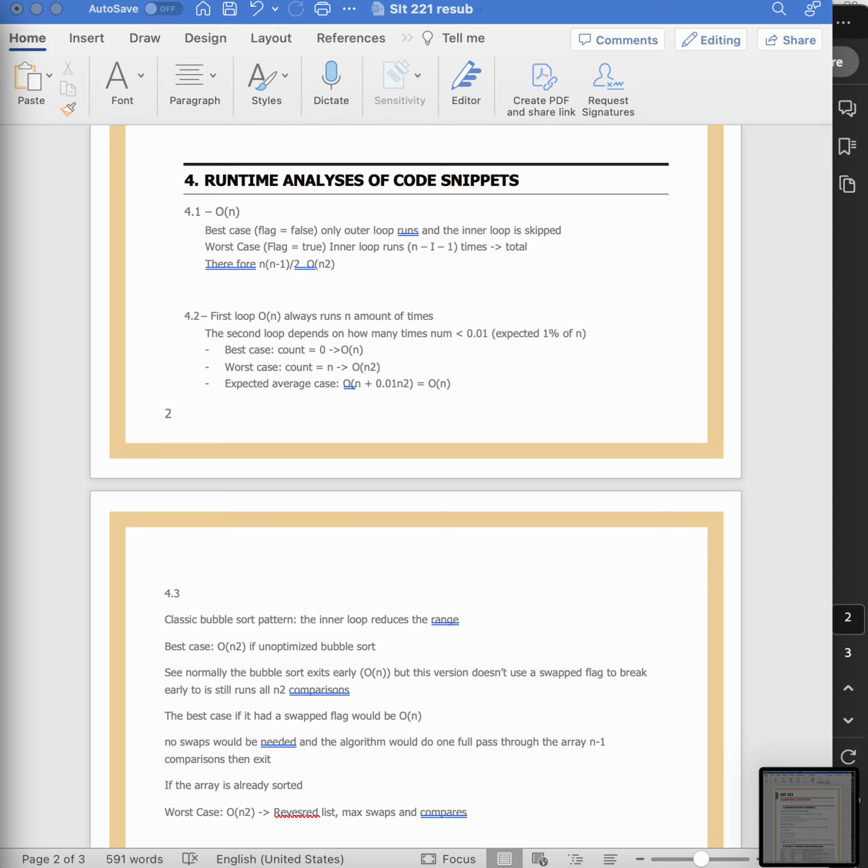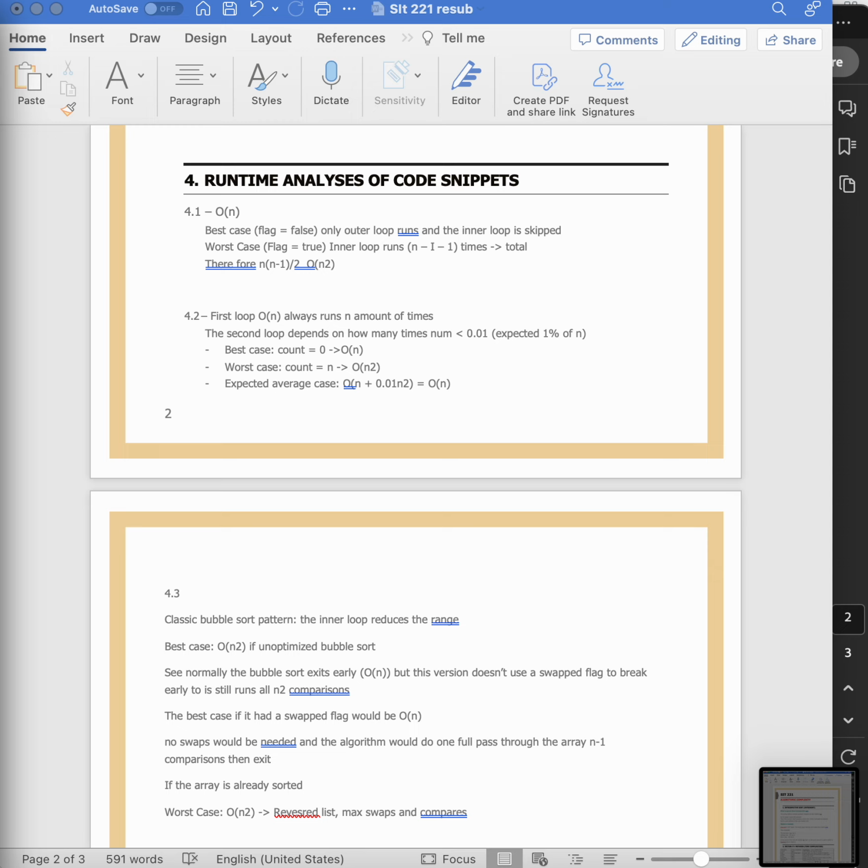This is hard because it's so much talking about big O and everything. I hope it's not confusing. Anyway, so the second one, the first loop always runs n amount of times. So if no random values are less than 0.01, the second loop doesn't run, so O n. But the worst case is if all values are greater than 0.01, the second loop will run n amount of times. So big O n squared is what it'll be.